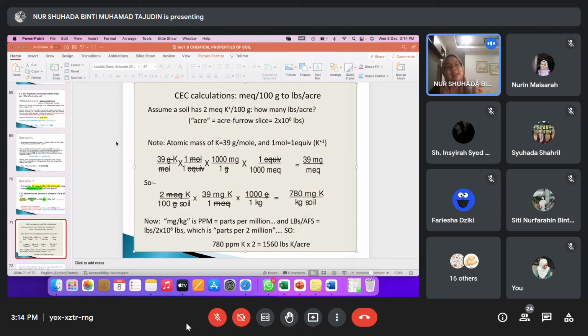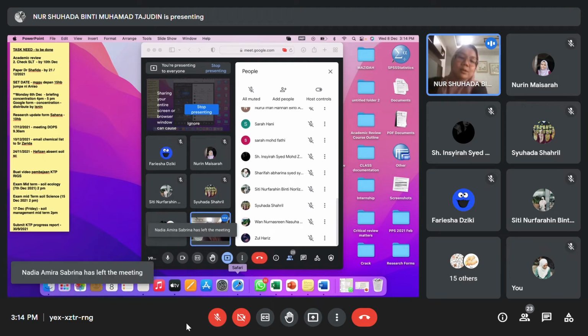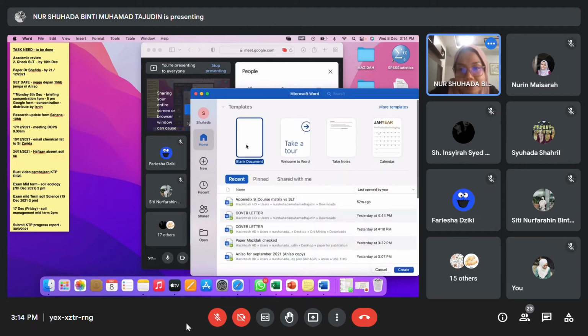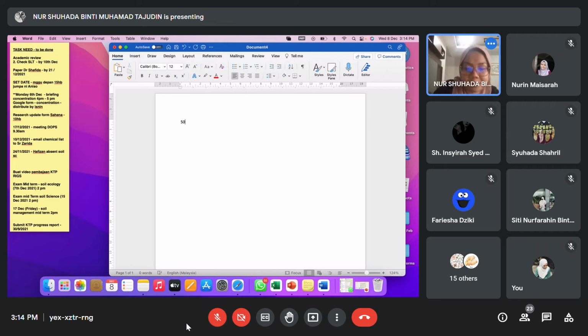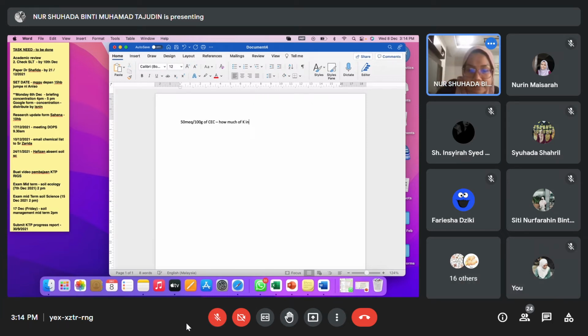Okay, for the question, go and do it first now. I don't need to look at this, but surely you don't remember, right? Okay, the question is, everyone has to do it. Can you see my screen? A soil is said to have 50 MEq per 100 gram of CEC. How much of K in mg for 1 kg of soil?